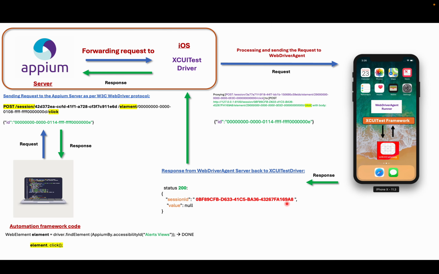So let me show that PPT. Yeah, this is the one. So this code execution is done. Now we have to click on it, and this is the endpoint we need to call. This is the element ID, and we are sending it to the XCUITest driver. The XCUITest driver in turn sends it to the WebDriver agent to process that request. And now it will take the help of the WebDriver agent runner, which will internally use the XCUITest framework to interact with your application. Once the click operation is performed, it sends the response with a 200 status code and just the session ID, because we are not retrieving any value, and it is sent back to the XCUITest driver, then the Appium server, and back to your test script.